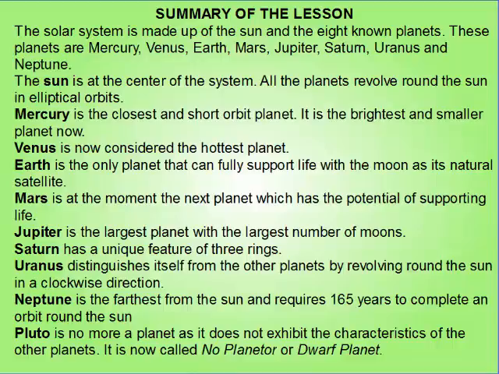Uranus distinguishes itself from the other planets by revolving around the Sun in a clockwise direction, that is from east to west, and Neptune is the farthest from the Sun and requires 165 years to complete an orbit around the Sun. Pluto is no more a planet as it does not exhibit the features of the other planets. As we previously said, it is now called no planeta or the dwarf planet.